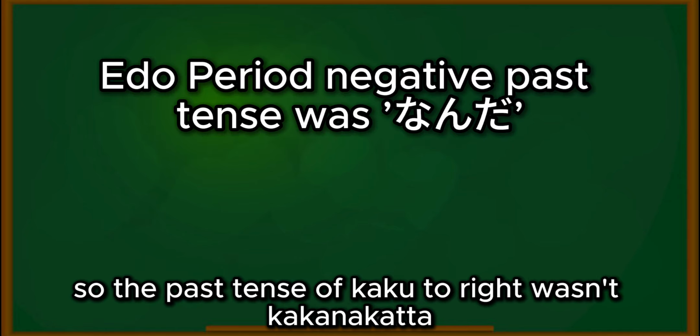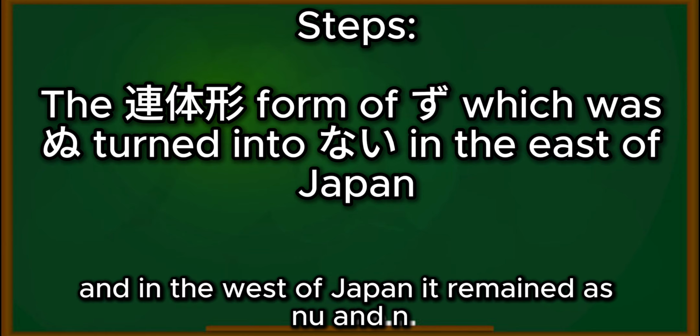Our modern nai works like an i-adjective, which is why nai becomes nakatta in the past tense. However, this Edo period conjugation is not the same, it's different. So it begs the question, is this a different thing entirely, or is the modern nai somehow still related to this nanda origin? Then the final theory was the one Shirane presented to us, in which the nu that had replaced zu is the origin point. In the east of Japan, nu became nai, and in the west of Japan, it remained as nu and n.